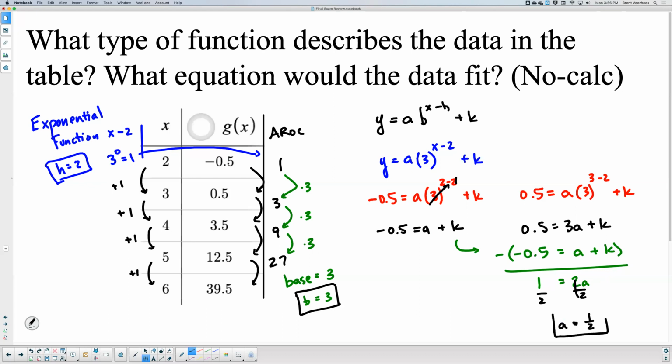Okay, so oftentimes this is a. Is it actually a this time? No. We found out a is 1/2. So the only thing remaining to find is, what is k?